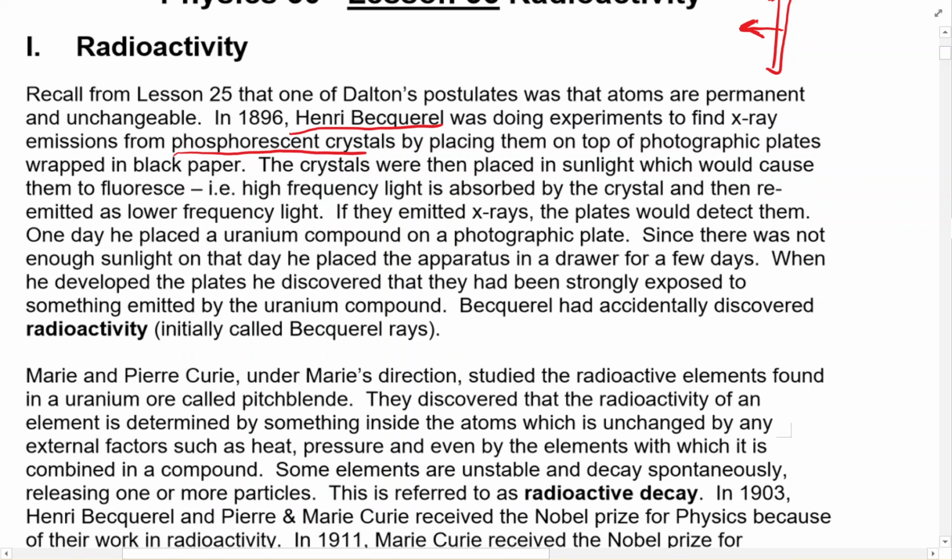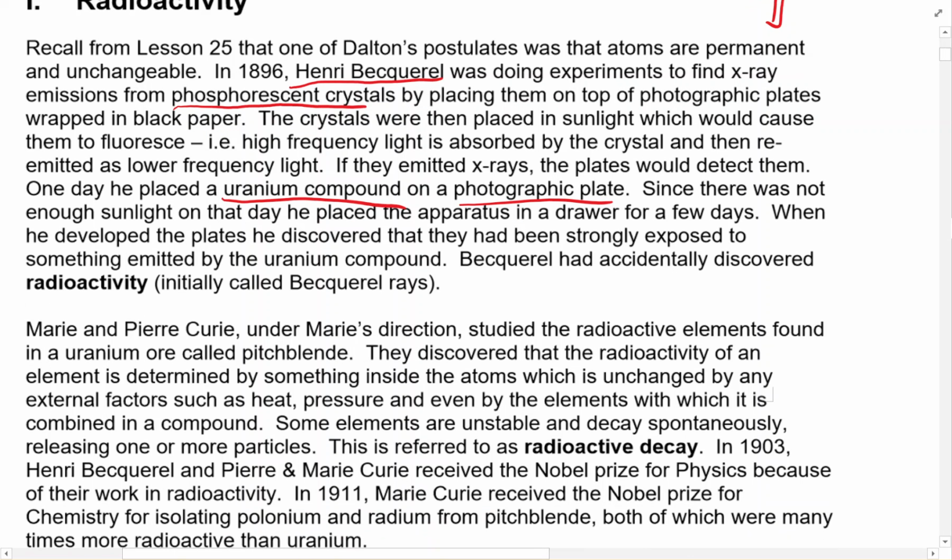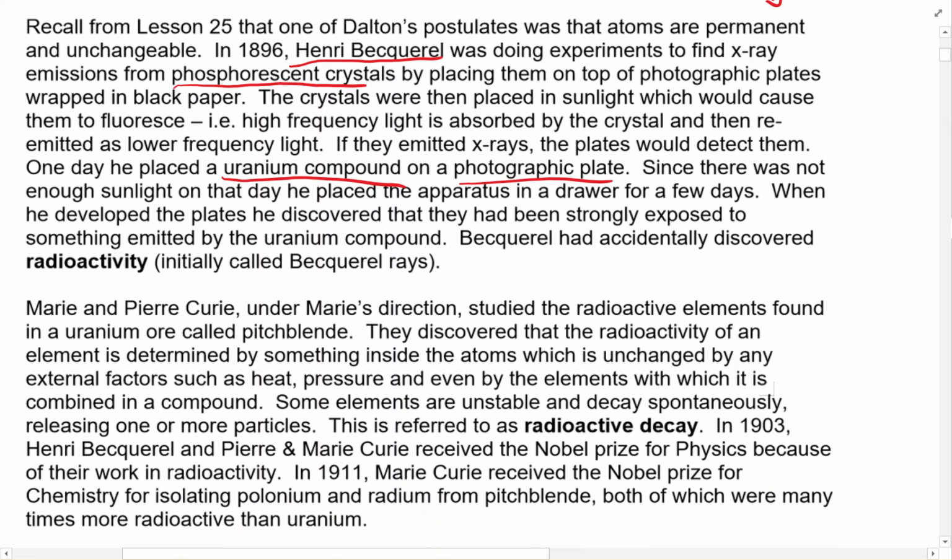But then he ended up putting a piece of material, which was a uranium compound, in a drawer with the photographic plate, and noticed that the phosphorescent screen was glowing just because of the uranium compound that was in there. So it wasn't exposed to the sun or any kind of cosmic rays. It was all coming from this uranium compound, which was kind of an accident, but turned out to be kind of cool. So he accidentally discovered radioactivity.